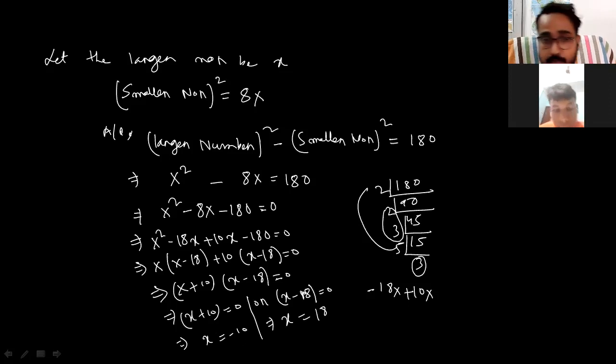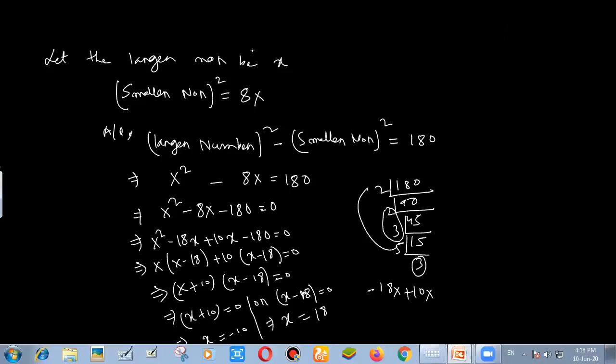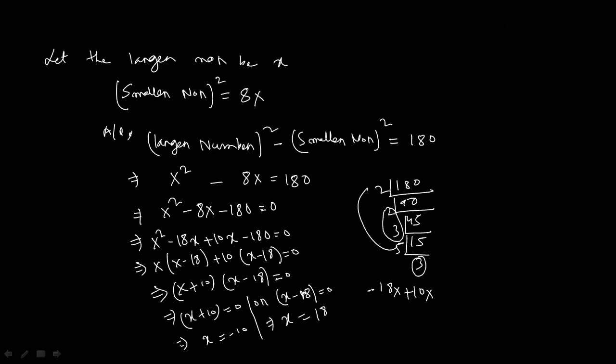So actually, the main reason is why it cannot be negative. Because see, suppose x is minus 10, then what will happen? If x is minus 10, then x denotes the larger number. That means the larger number will be minus 10. Now see, if the larger number is negative, then the square of the smaller number is 8 times the larger number, and its value will also be negative.